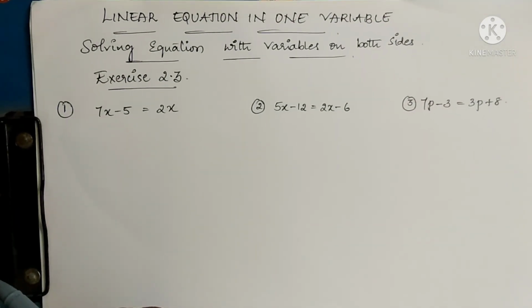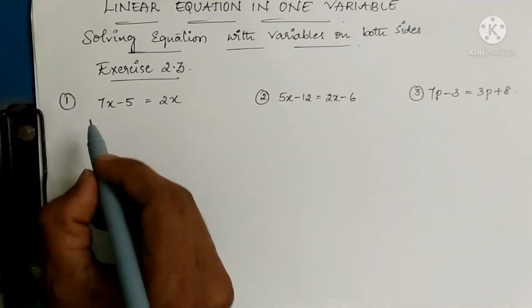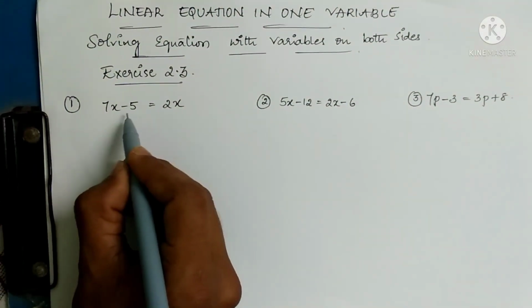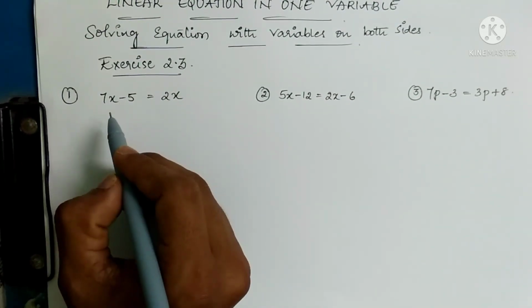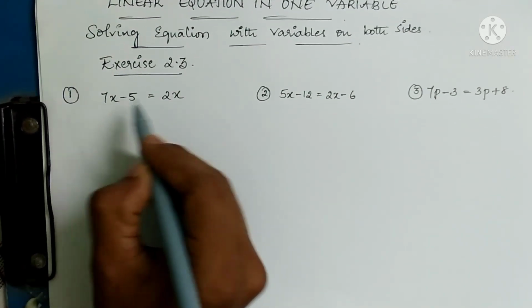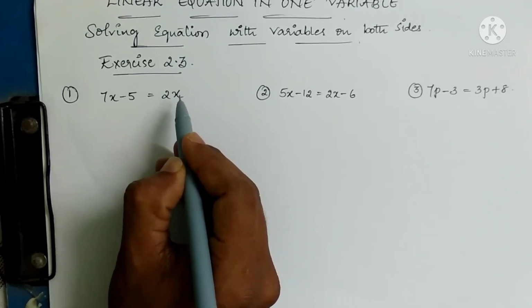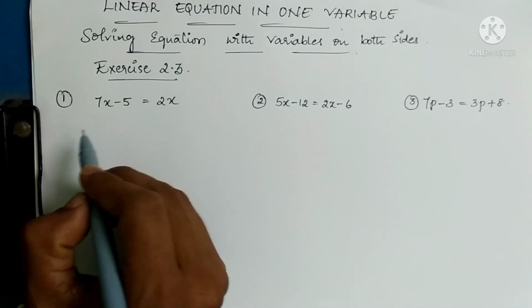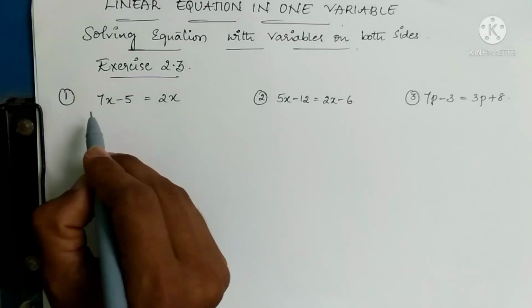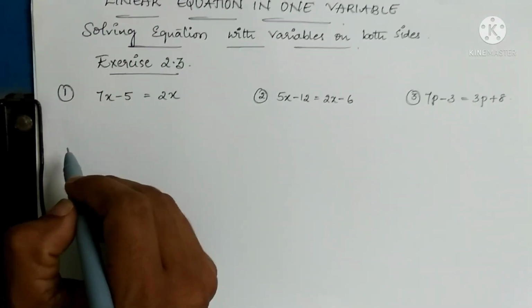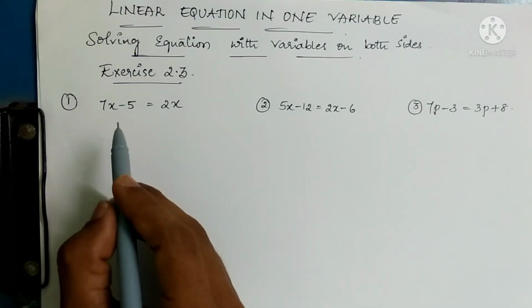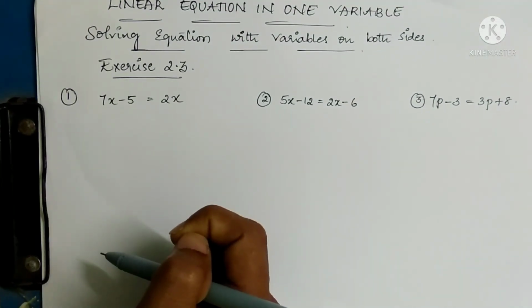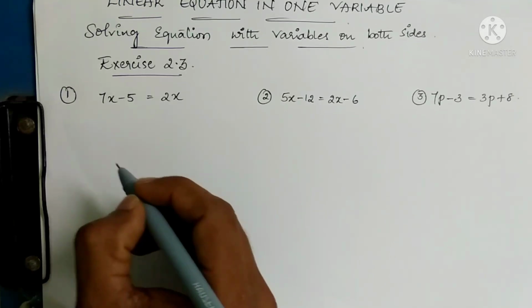Here are a few questions based on variables on both sides. Let us see question number 1: 7x minus 5 is equal to 2x. You can identify x is a variable in the LHS, and in the RHS also x is a variable. So we can say that this is an equation with variables on both sides. Now we have to transpose the variables to LHS and all the constant terms to RHS. Now let us solve this.